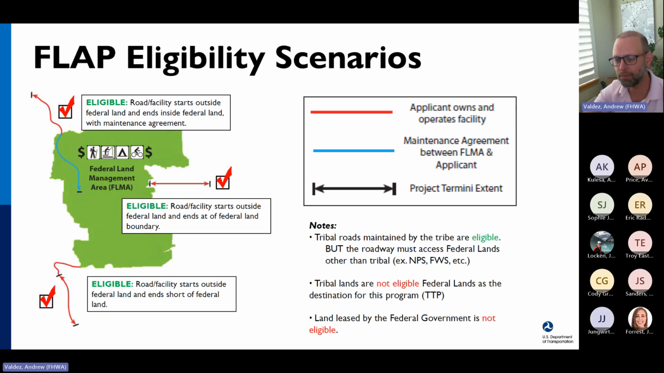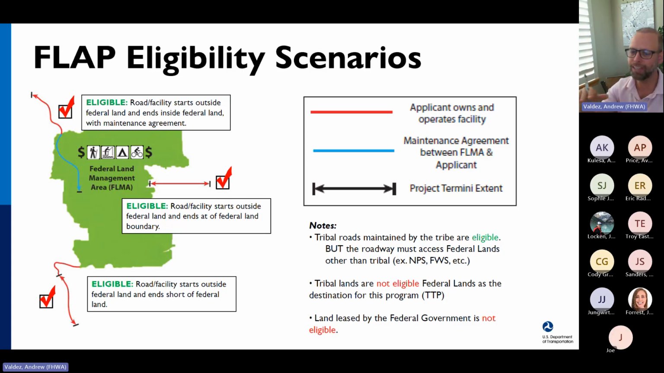Tribal roads maintained by the tribe are eligible. I believe there's a number of federally recognized tribes in South Dakota, but the roadway must access some federal land other than just the tribe. So tribal lands are not eligible for FLAP as the destination for the program. There's the TTP, which I mentioned earlier, that covers that need. And then finally, land leased by the federal government. So the underlying ownership is not federal. That's not eligible.